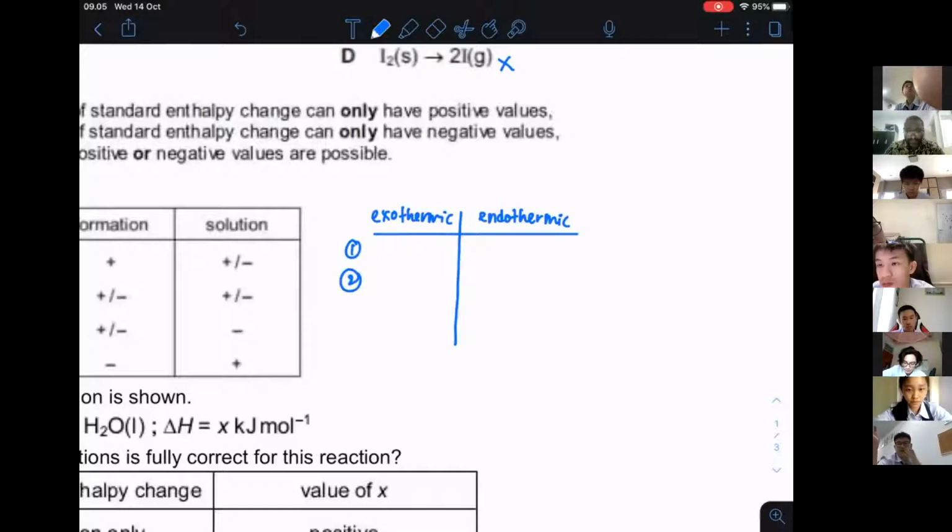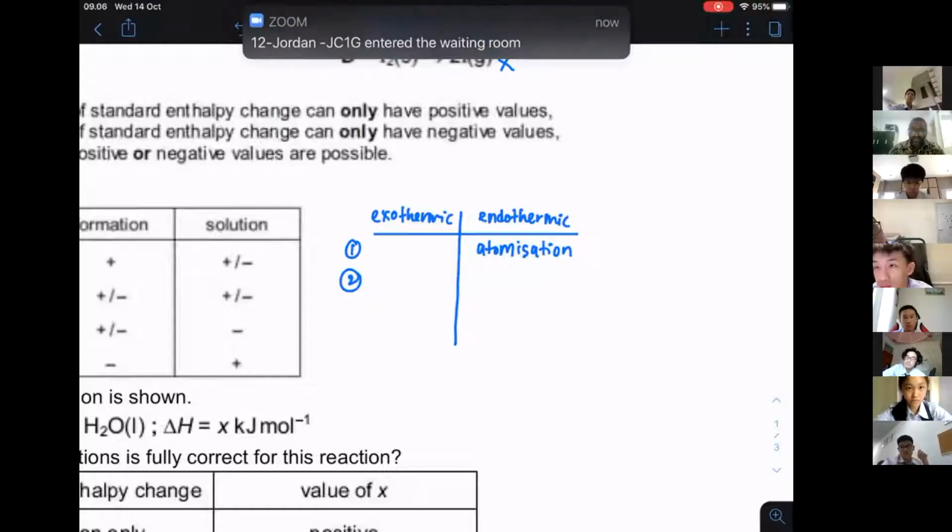The endothermic, atomization. Okay, Jordan, you can switch your device now. So endothermic is atomization. How about exothermic? James, can you tell me 2 enthalpies that's going to be exothermic?